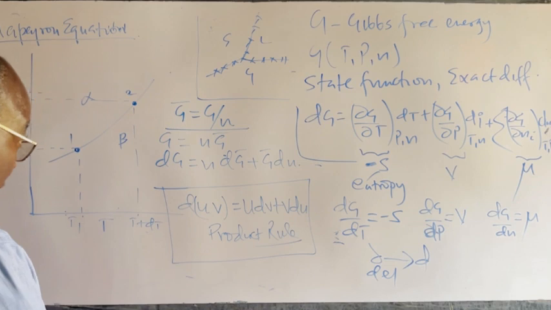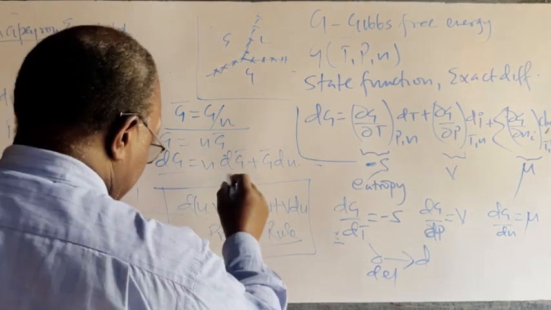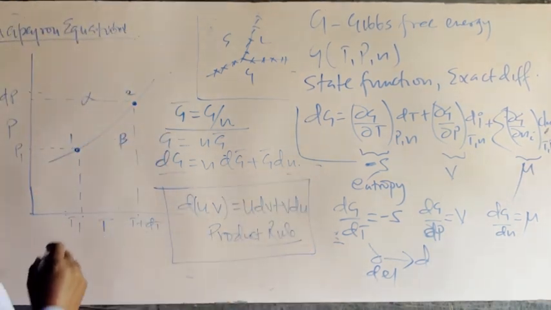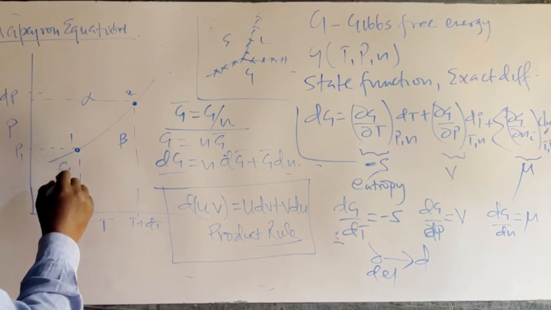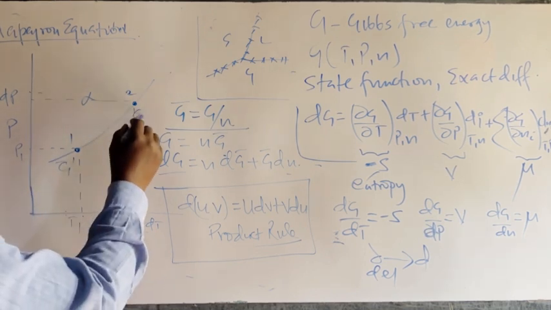Now, we can equate these 2 points. So in other words, the chemical potential here, we can call it G bar 1, and that is G bar 2.